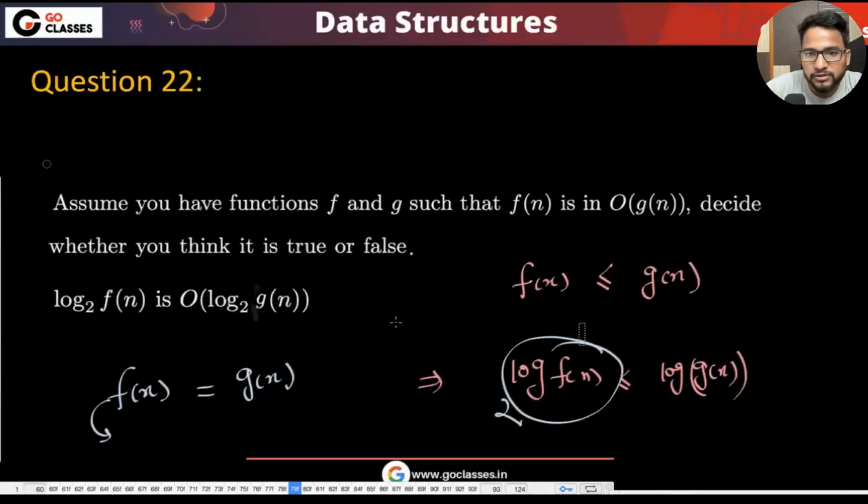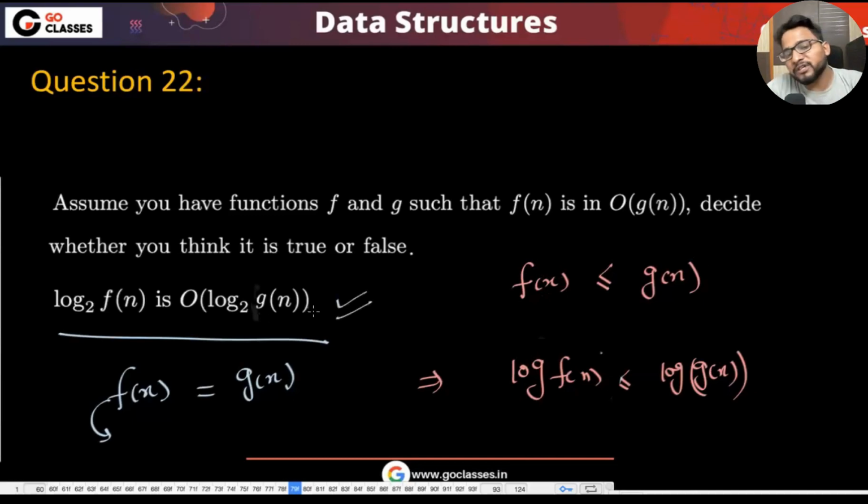Okay. So see, I'm not going from this log to this fn. I'm not going in the reverse direction. I'm saying that if fn is less than or equal to gn, whatever is the earlier relation, after the log also the relationship holds. Okay. Asymptotically, if this is the case, then after log also this is the case. This is true. But the reverse is not true.